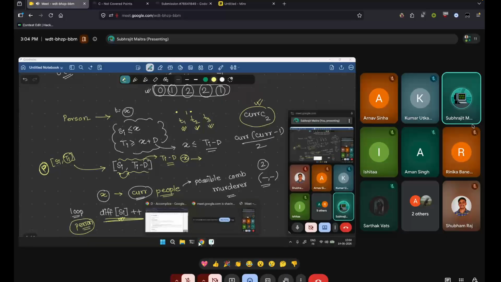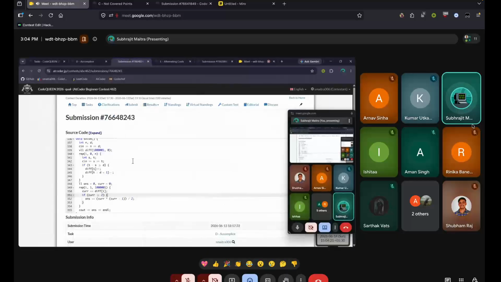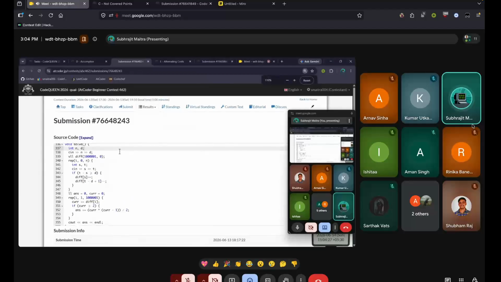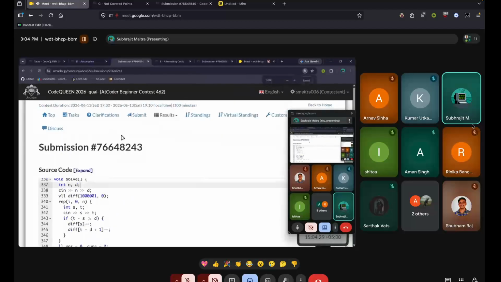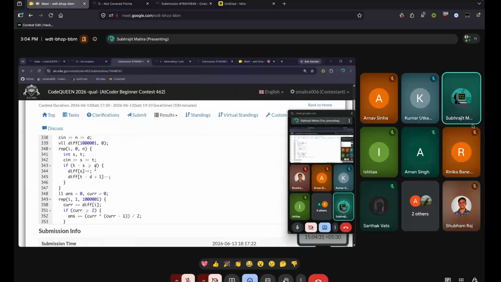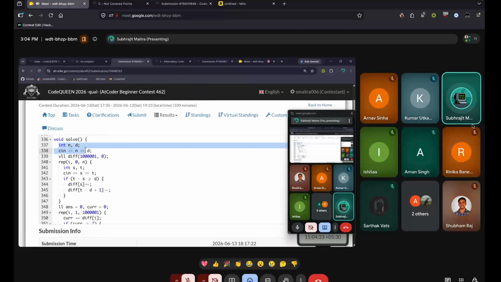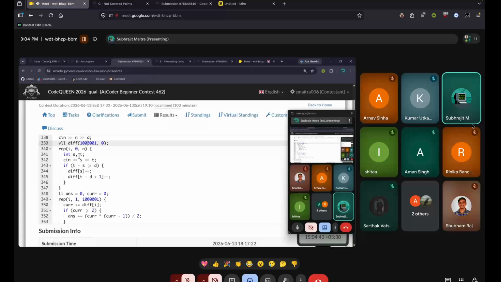So now the code becomes very easy. There is nothing left in the code. See, we have taken N and D as input. Then we have made this difference array. Why did I take 10 to the power 6 plus 1? Because you see the constraints, the maximum constraints can go up to this.